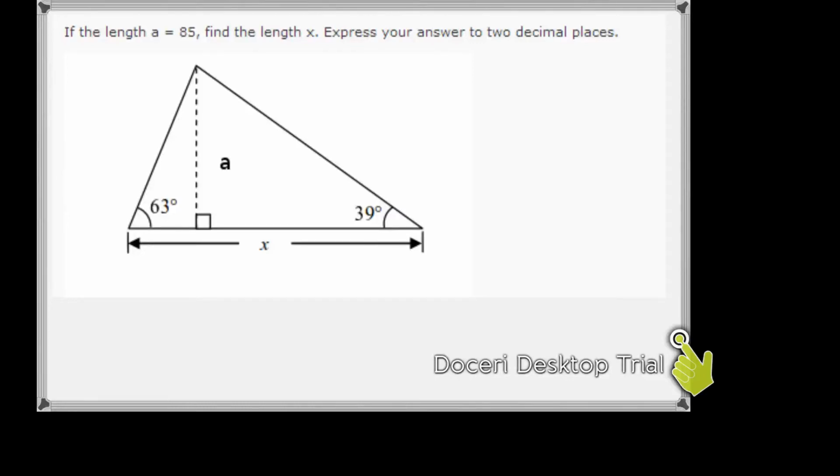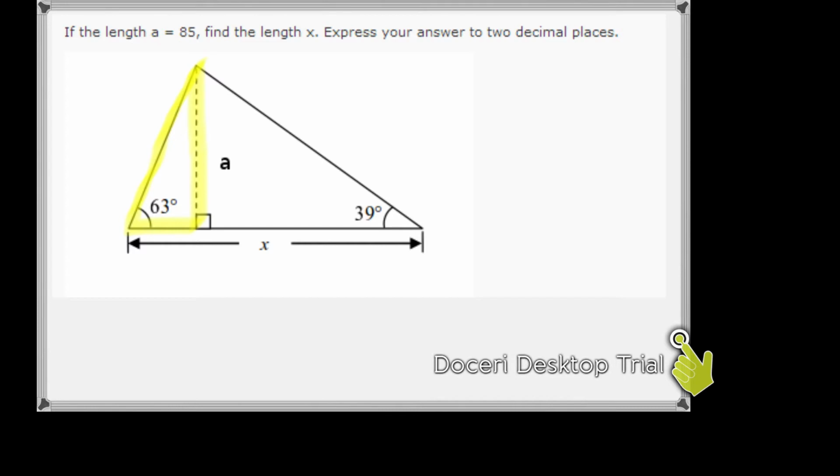Okay, in this video we have a triangle here, and it says if the length of A is 85, find the length of X, and express your answer to 2 decimal places. So what you want to do in this problem is to take a look at the left triangle, this one right here, and we're going to work with this one first.